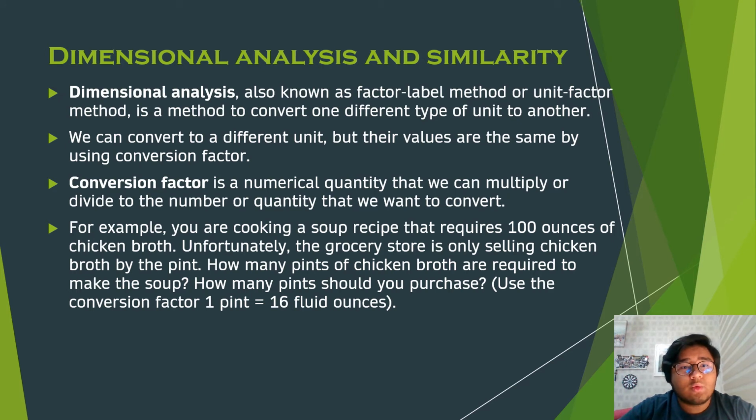So now we want to talk about dimensional analysis and similarity. Dimensional analysis, also known as the factor label method or unit factor method, is a method to convert one type of unit to another. We can convert to a different unit, but the values stay the same by using a conversion factor. This is the application of dimensional analysis. For example, we can convert 1000 gram to a kilogram. So 1000 gram equals 1 kilogram. That is the easy application of dimensional analysis.